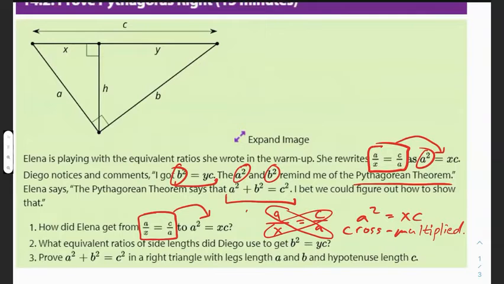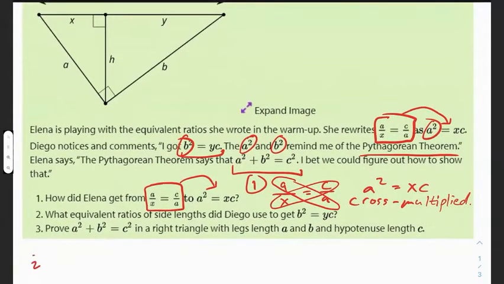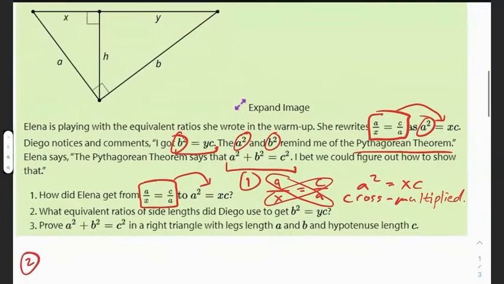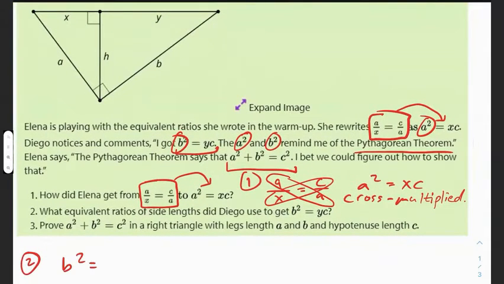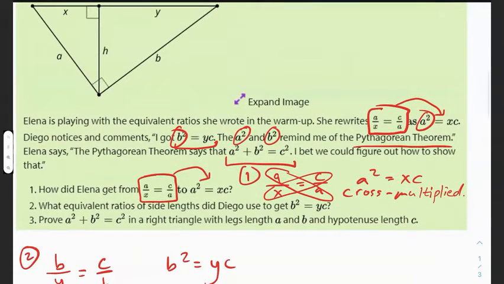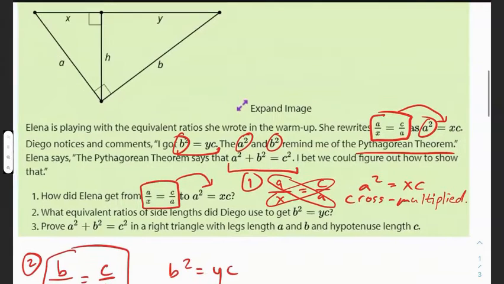All right, so this is number one. Number two, I'll do over here. So how did Diego get b squared equals yc? What proportionality statement did Diego end up using? Well, he definitely had to have b is to y, and then c is to b, because b times b is b squared, and y times c is yc. So he had to have that proportionality statement.